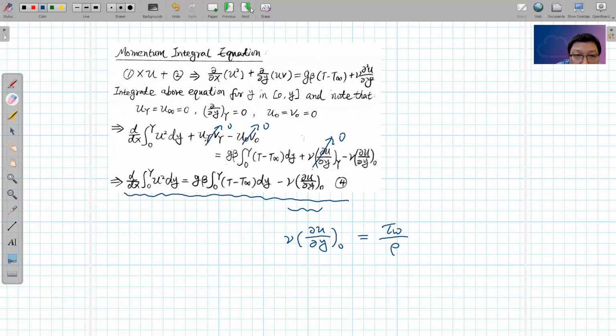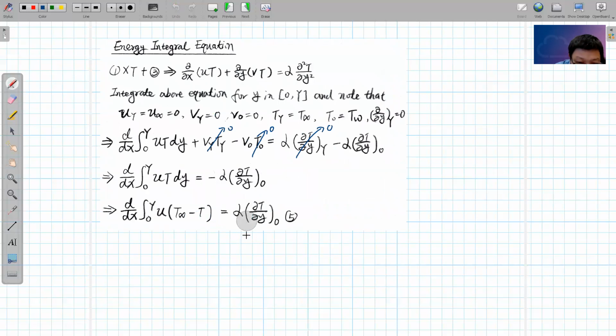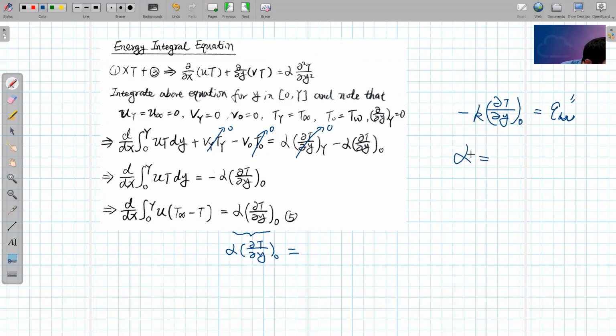And also, this term here is alpha partial T partial y at 0. It can also be written, let me write it here, because we know that minus k partial T over partial y at 0 equals q_w double prime, the wall heat flux. We can calculate the wall heat flux by using Fourier's law. And we know that alpha equals k over rho Cp.